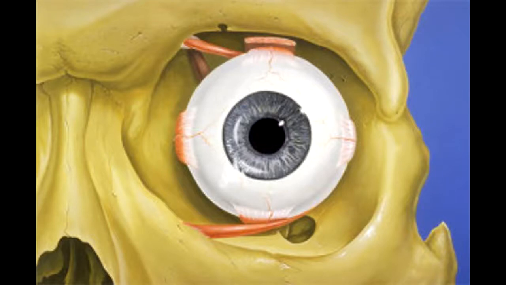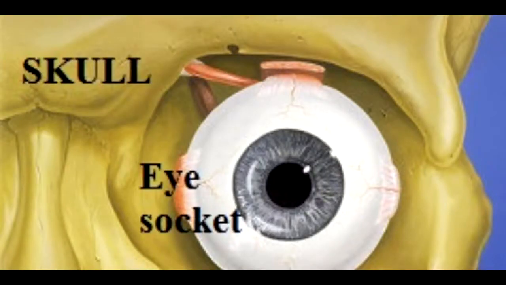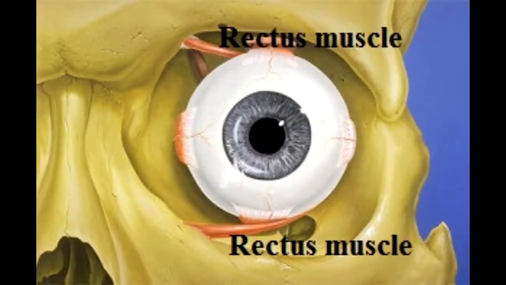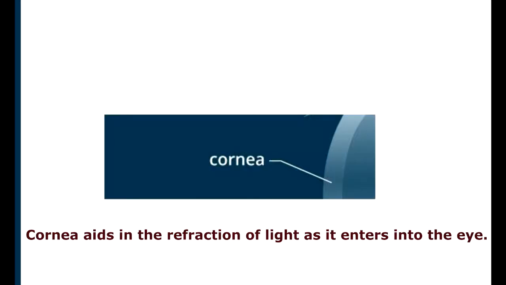Children, let us look at the inner parts of the eye. The eye is found in the eye socket inside the skull. It is held firmly in the eye socket by a pair of rectus muscles. One is found up, another one is found down. Then we have another part which we call cornea. This is a transparent part of the sclera and curved to aid in the refraction and converging of light.